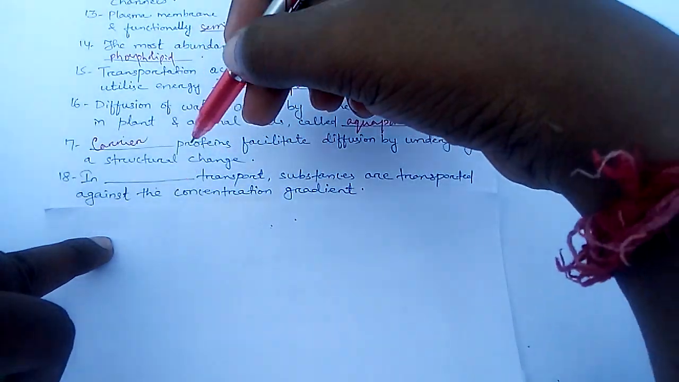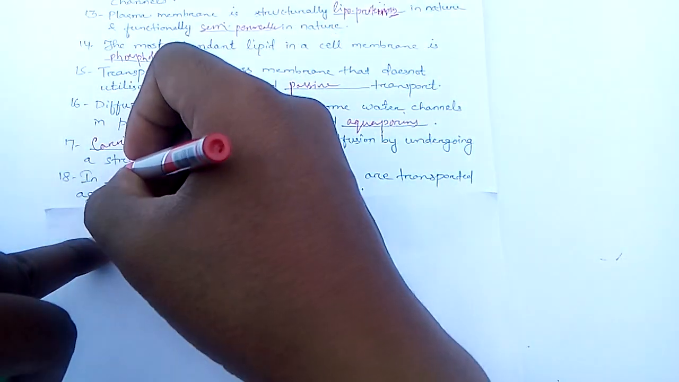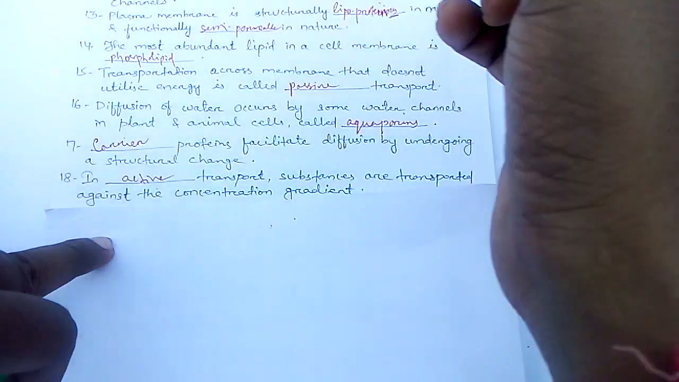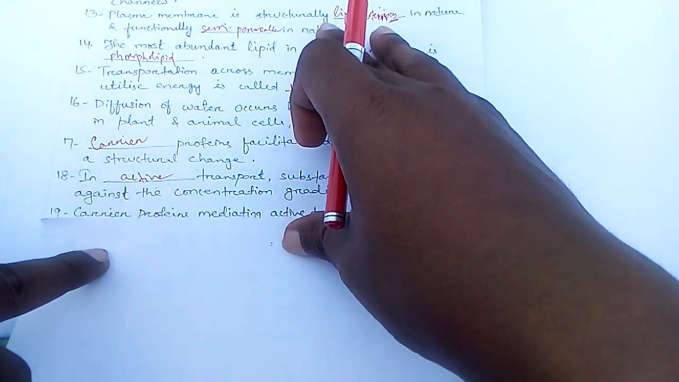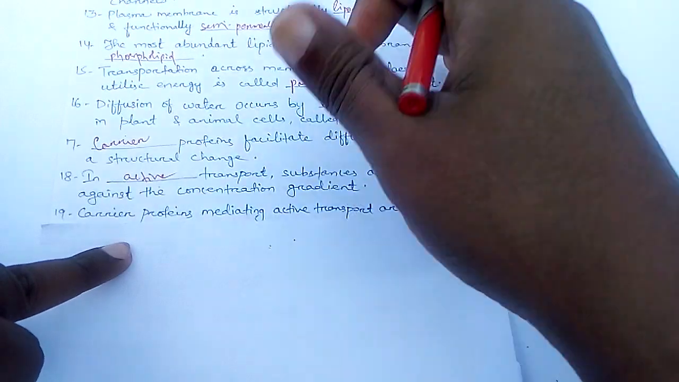So the correct answer for question number 18 is active transport. In active transport, substances are transported against the concentration gradient. That's why energy is required for this type of transportation.